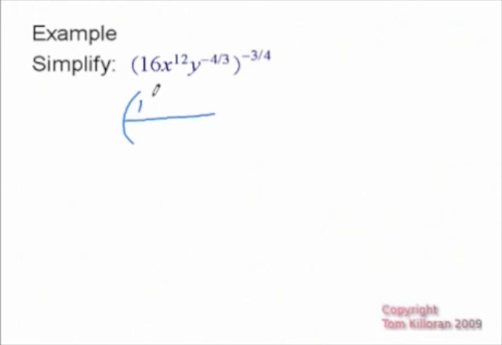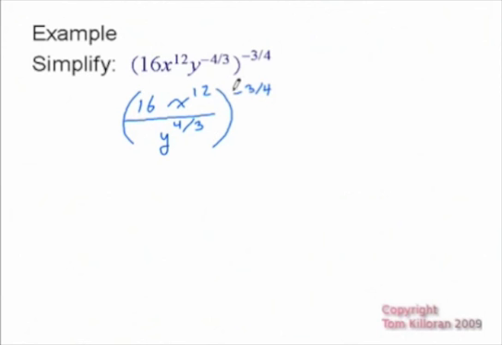So on the top we're going to have 16x to the 12th, and in the bottom we're going to change it to y to the positive 4/3. And this whole thing is going to be still raised to the negative 3/4 power. That's about as much as I can do on the inside, so let's deal with the outside.